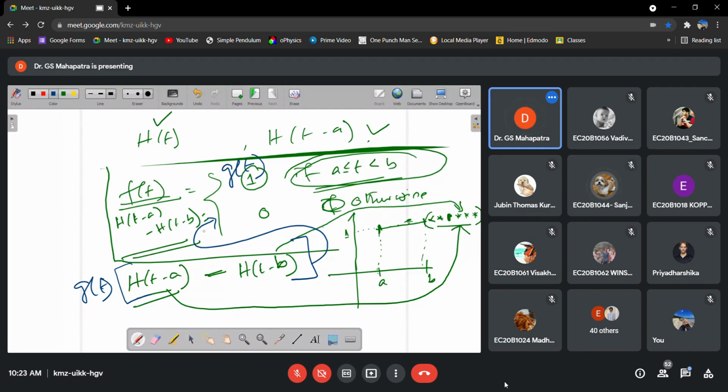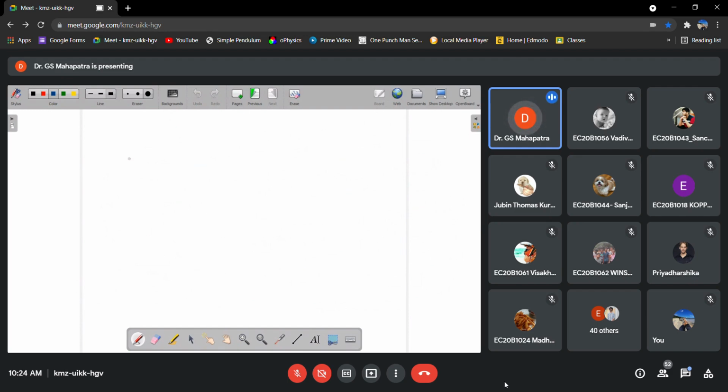Sir, what is the advantage of writing that Heaviside function? Okay, I will consider one problem, then I will discuss. So, Heaviside function. Now we'll consider the Laplace transform. Why are we writing the Heaviside function? I will discuss that one also. First, we will consider one Laplace transform of a function. Initially it will not be written in the Heaviside function.